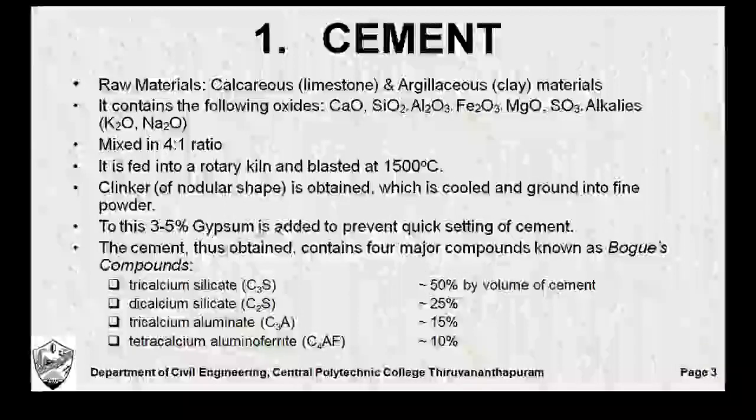The ordinary Portland cement is analyzed and is found to contain the following major compounds. These compounds are known as Bogue compounds. They are tricalcium silicate, represented as C3S, dicalcium silicate, C2S, tricalcium aluminate, C3A, and tetracalcium aluminoferrite, C4AF. They are written in the order of their composition, and you can find that tricalcium silicate is the most important and abundant material found in cement.